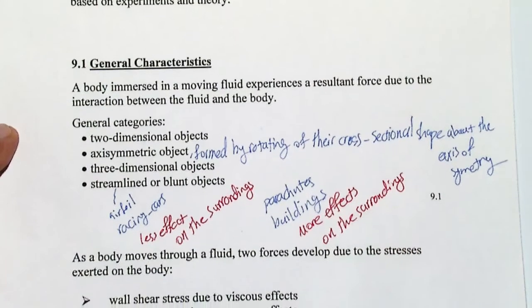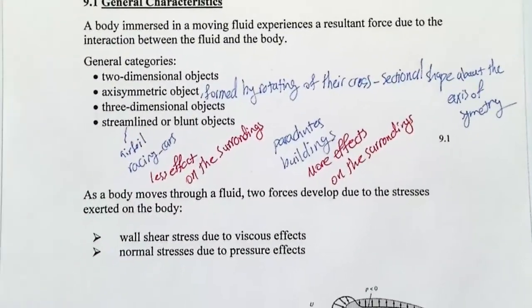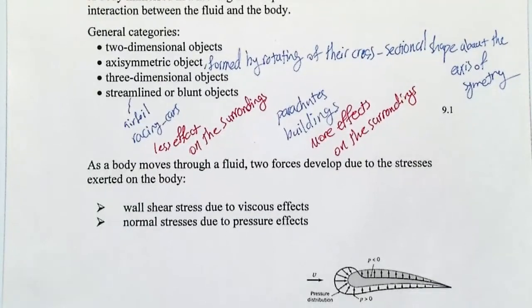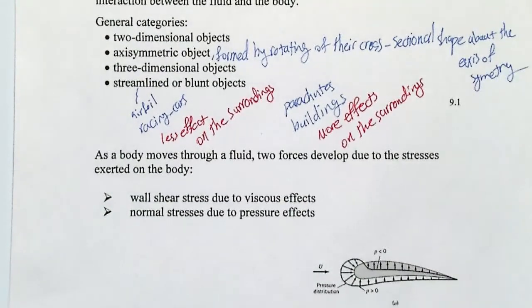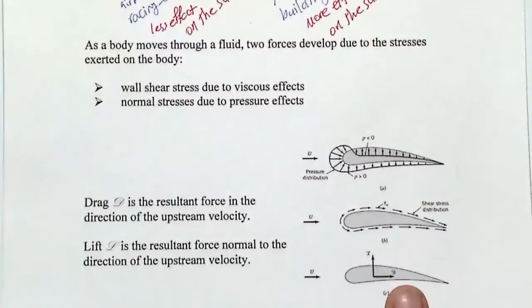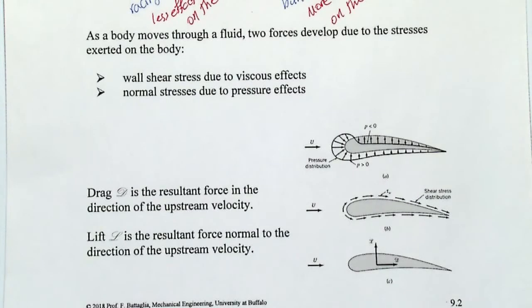Okay, so as a body moves through a fluid, two forces develop. That one is from the stresses. So you have a stress on the body, which means that you have a shear stress, and also you have normal stress. The shear one is going to give you a drag force, or maybe a component of that gives you the drag force. So for example, you have the shear force here in this object, the second figure. We'll have shear stress all over the surface of the body.